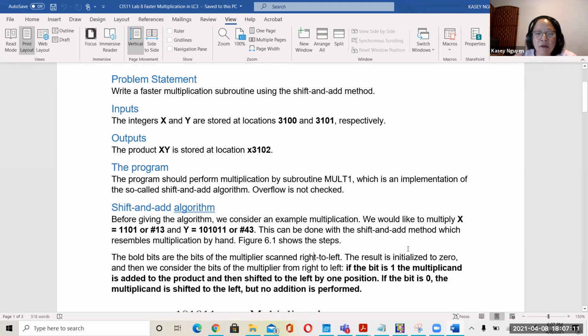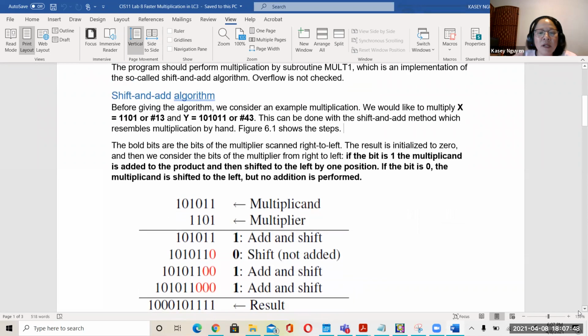So let's talk about the algorithm so you can understand. So in shift and add algorithm, we would multiply X, for example, in this one is 13 in decimal, or convert to binary, it will be 1101. And then for the Y is 43, okay? Now you see that this is an immediate value, and when you add it, what you can do is you can shift and add it. So when we do the shift and add method, this is what it looks like.